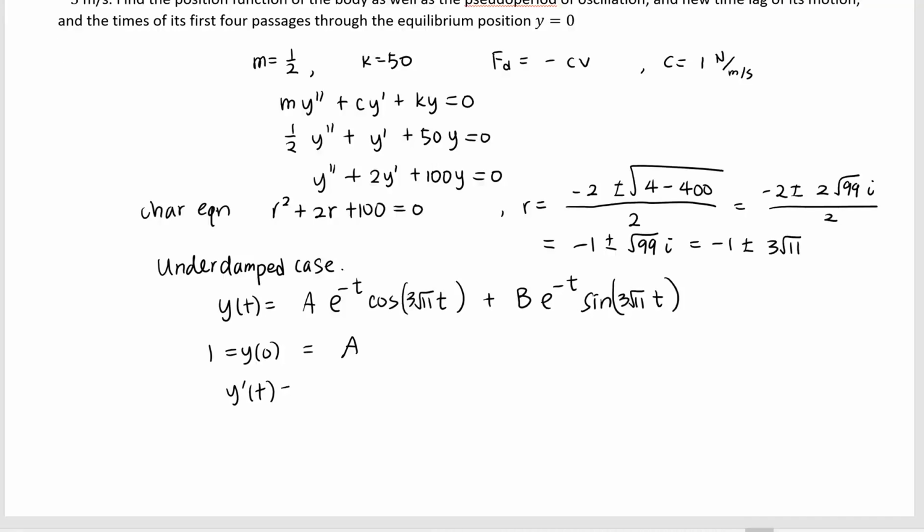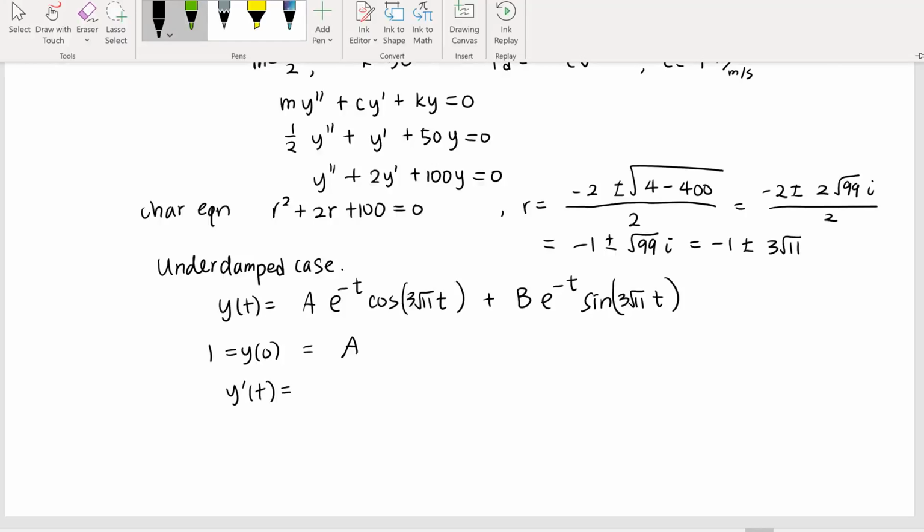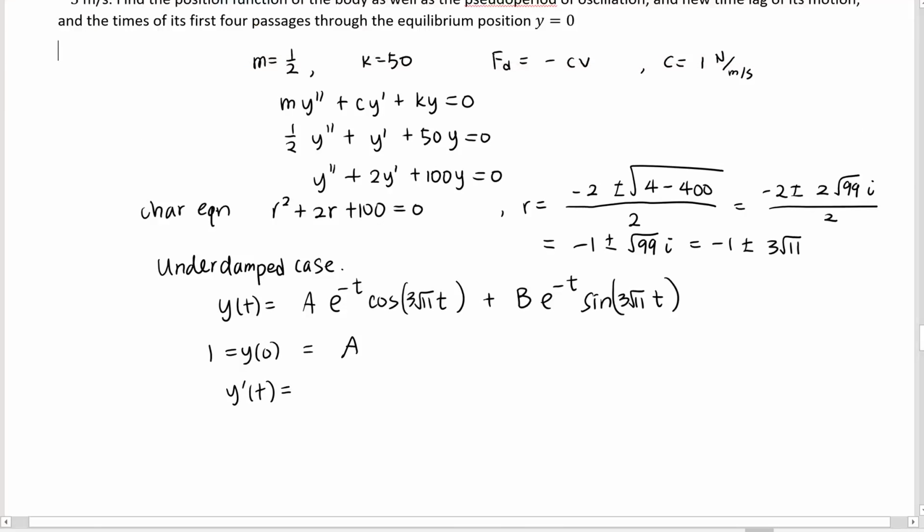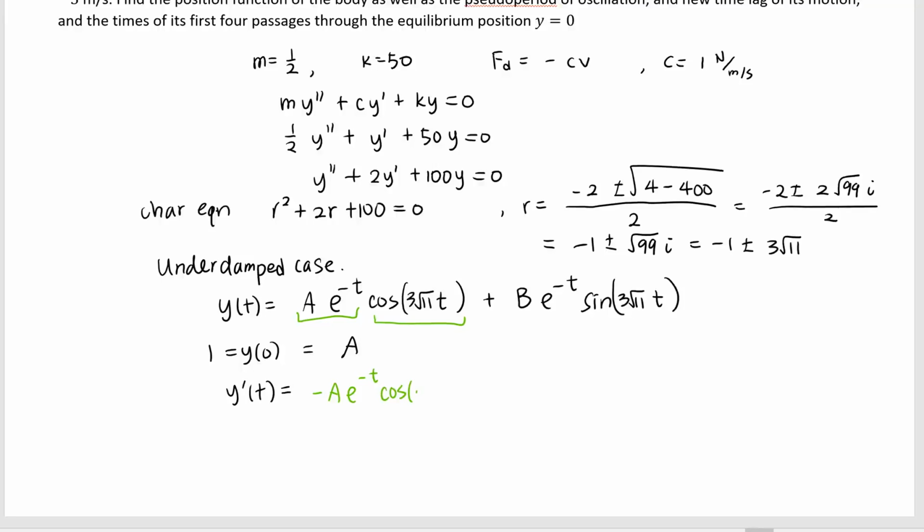And then y prime of t, we have to use the product rule here. The product rule is so important. First guy, second guy. The derivative of the first guy is minus a e to the negative t times the second guy, plus a e to the negative t times the derivative of the second guy. The derivative of cosine is minus sine, with the chain rule. Okay, and we're going to have 4 terms.